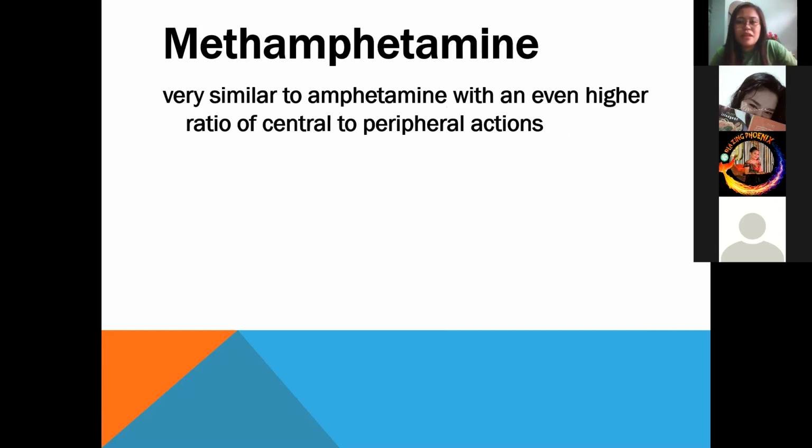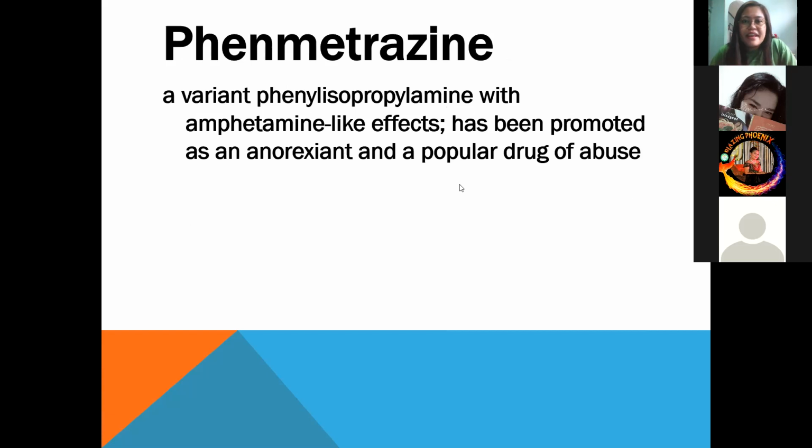So, methamphetamine is very similar to amphetamine. However, it has a higher ratio of central to peripheral action. So, especially central, it affects the brain, this shabu. And then, we have another amphetamine-like drug. We call it phenmetrazine, which is a family of phenylisopropylamine. And actually, this is a drug of abuse, but it was previously marketed as an anorexant. When called an anorexant class, it is an appetite suppressant. Okay? Appetite suppressant. When you have anorexia, you don't eat. So that is an eating disorder, where you don't eat because you don't want to gain weight. So for anorexia, the drug is to remove your appetite.